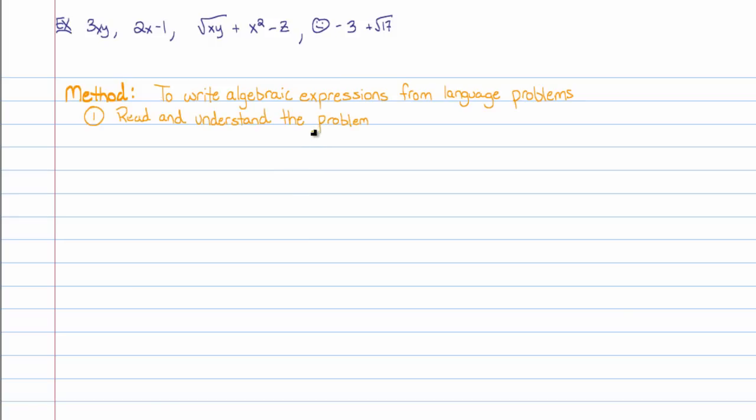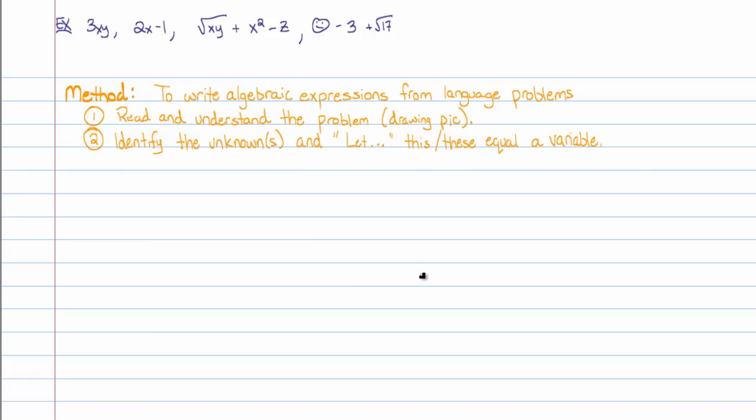So to write an algebraic expression from some type of language or word problem, first thing you're going to need to do is just read it, obviously, and try to understand the problem. This might involve drawing a picture or making some type of mental imagery. Drawing a picture is often a very good thing. It doesn't always work, but often does, especially in a trigonometry class and future courses.